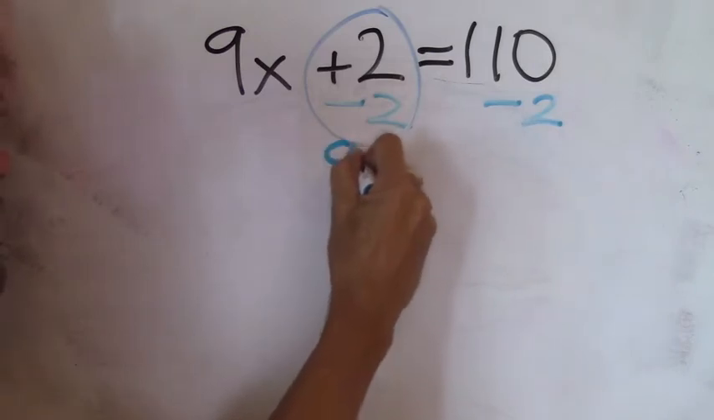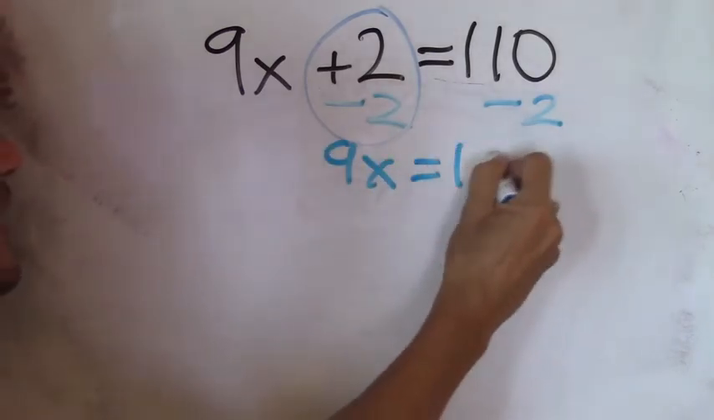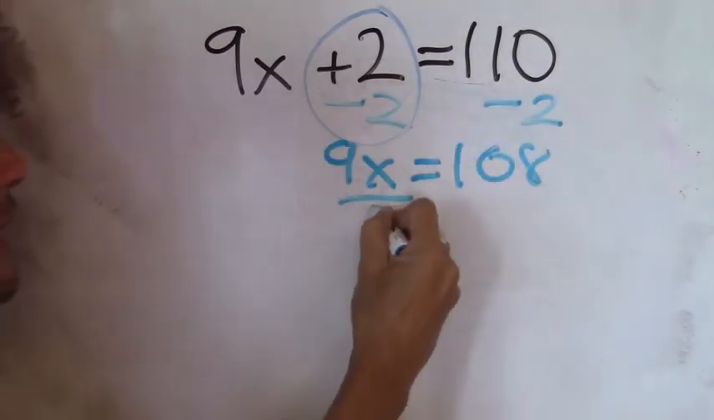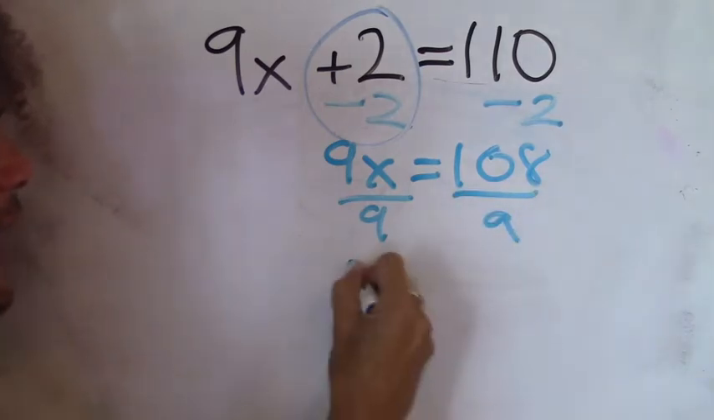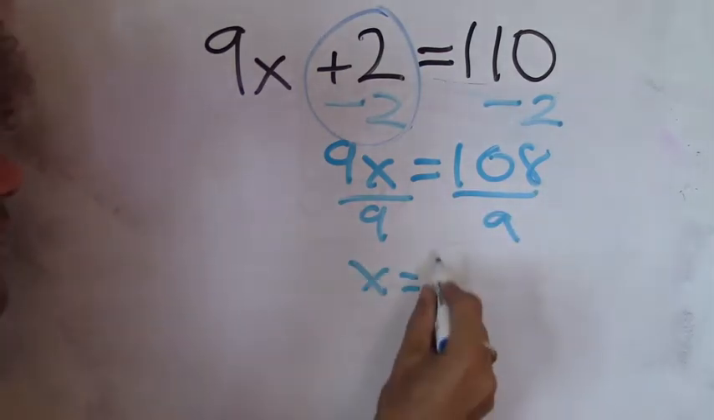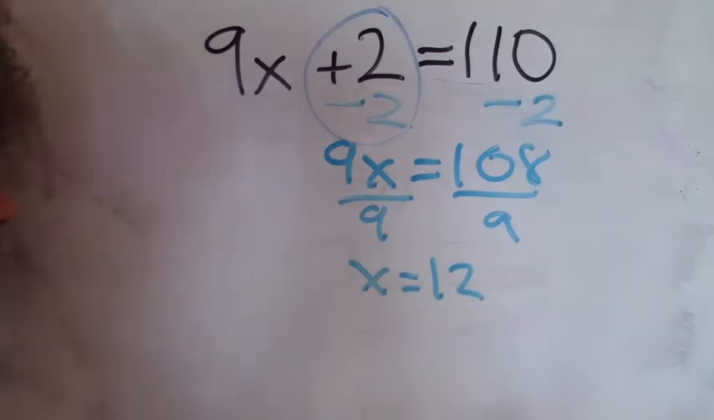Alright, so look, over here I've got 9x is the same thing as 108, finishing this problem. Then we have x is the same thing as 12, because I know 12 times x is 108.